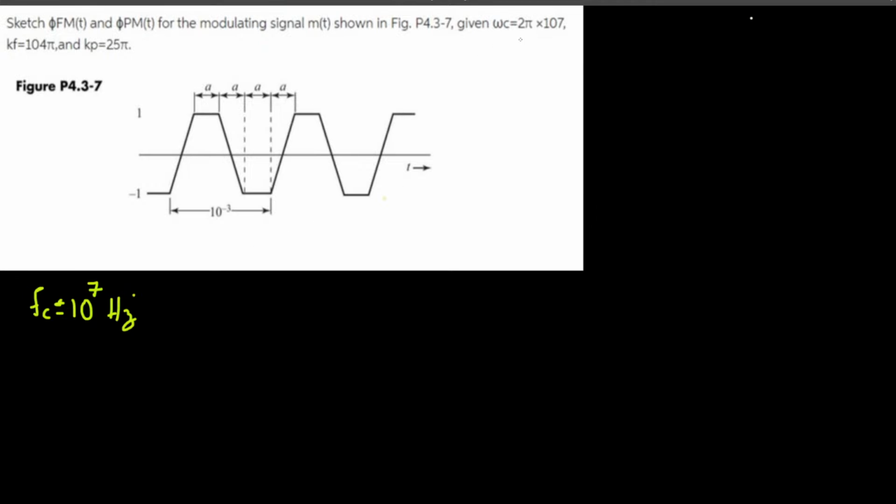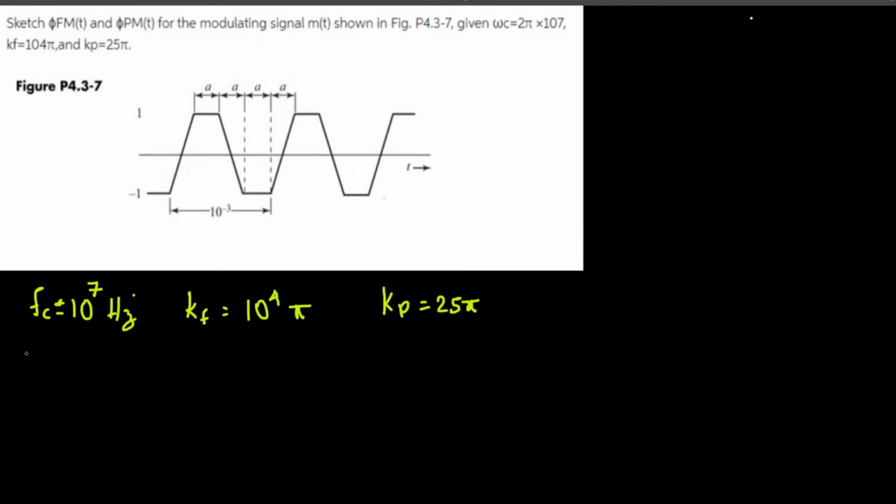Okay, that is fc, and then kf is given. That didn't print properly here. It's 10 to the power of 4 π. Okay, and also kp is given. That is 25π. This is the information we had to use in order to draw the diagram. Now let's look at the FM first.